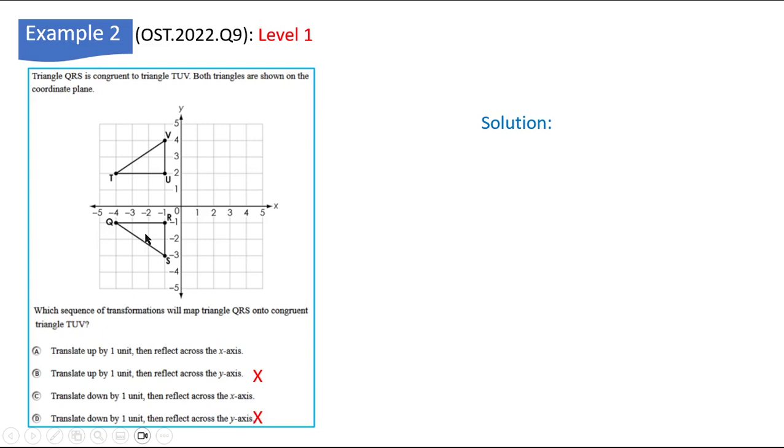Obviously, you have to bring this down 1 unit and then reflect across the x-axis. So if I bring this down 1 unit, I get this triangle. Now, if I reflect across the x-axis, it will be on top of this triangle.